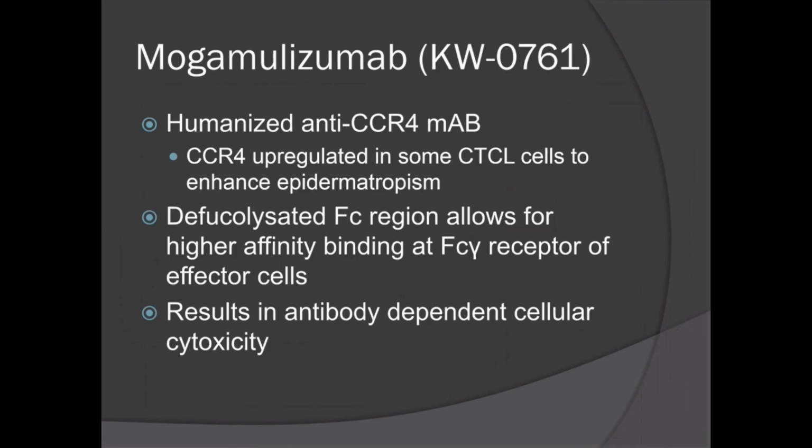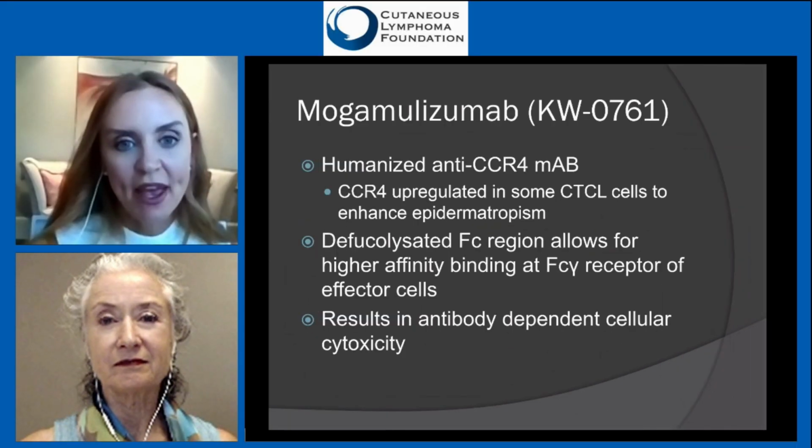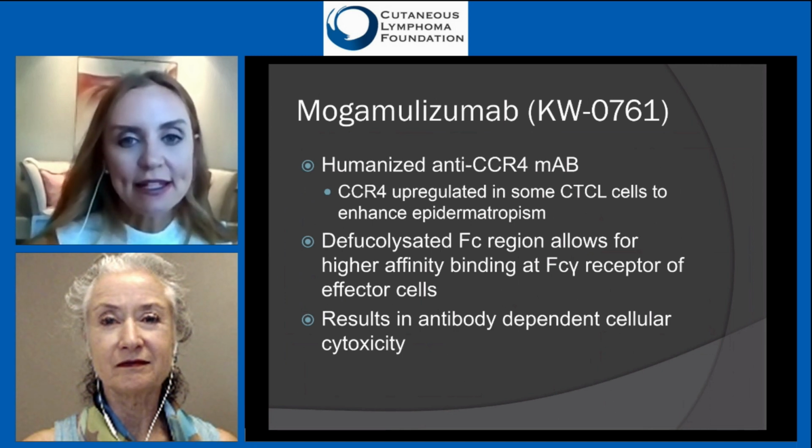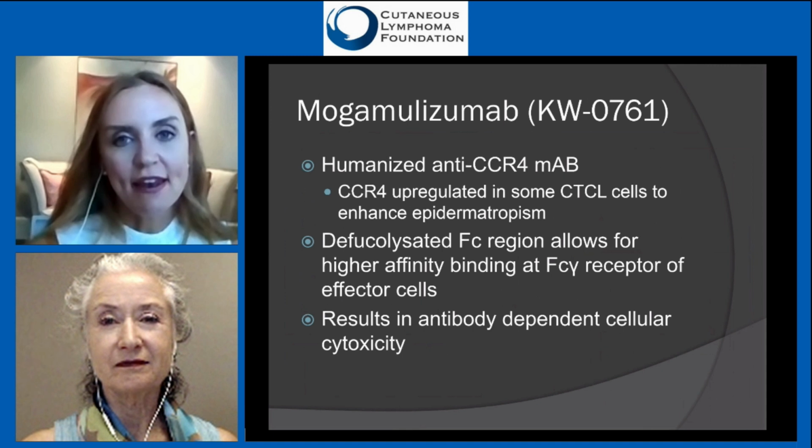This is one of the newer drugs to come to market, mogamulizumab. This is an anti-CCR4 monoclonal antibody. CCR4 is upregulated in CTCL cells, and it allows them basically to traffic themselves out of the bloodstream and up into the skin where they wreak havoc. Essentially, this drug results in antibody-dependent cellular killing. So it basically gets into the abnormal cells and then kills them.